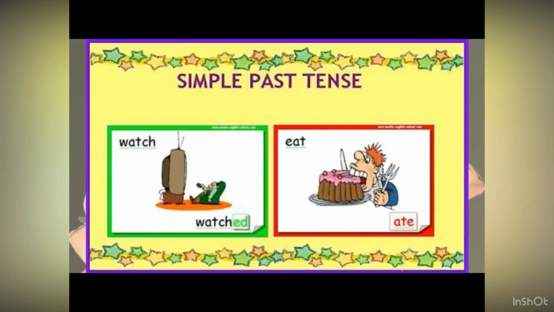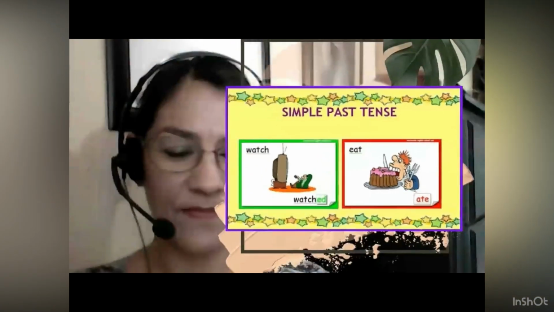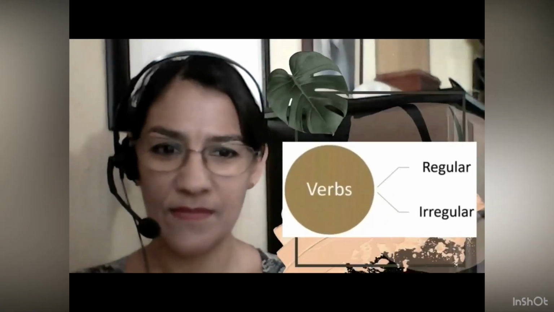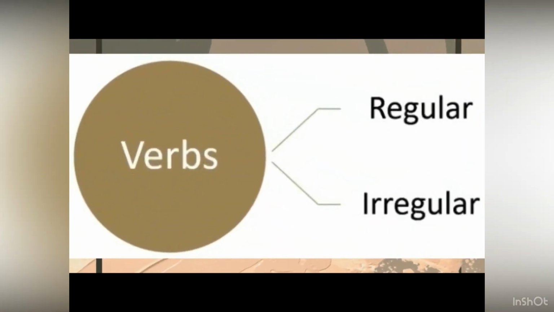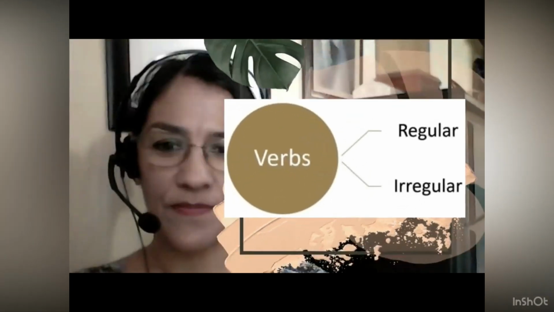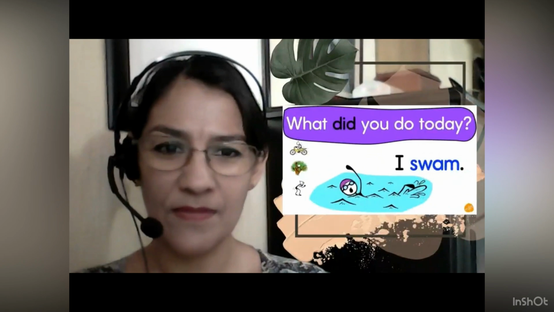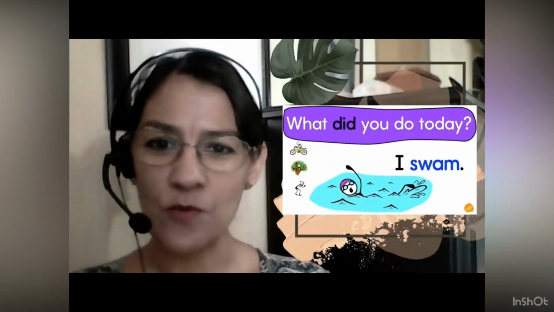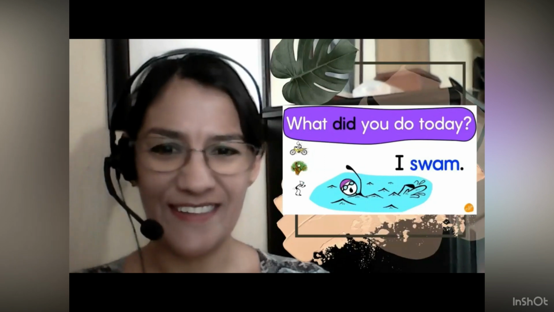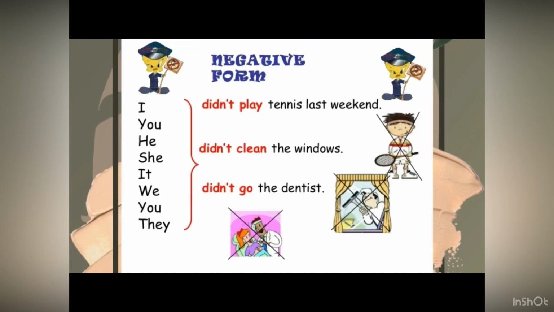We are going to discover the two kinds of verbs in the simple past. Remember that we have regular verbs and also irregular verbs in the English language. What did you do today? I swam. In this example, swam is the past of the verb swim. So yes, you got it. This is an irregular verb.